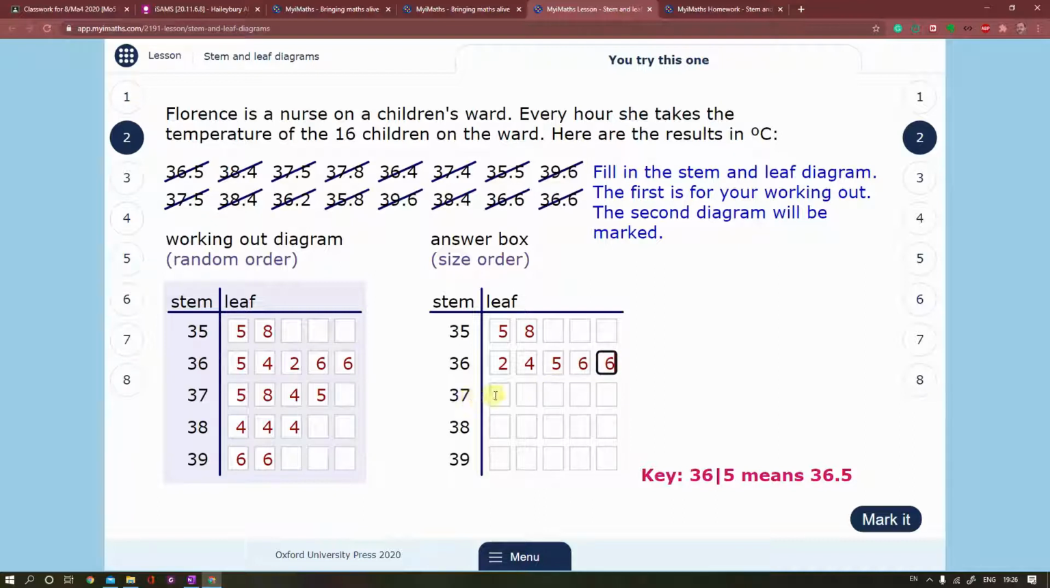to put the values in order. 4, 5, 5, 8. A row of 3 4s and 39.6.6. So I'm going to go through quickly the other parts that go in this lesson by putting it onto a sheet.